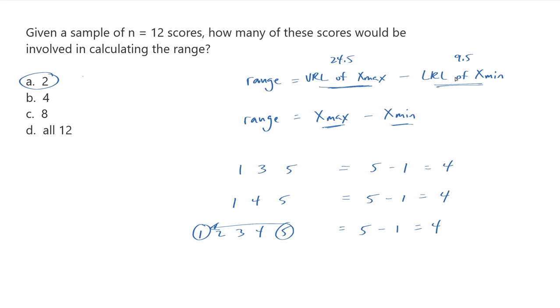Whether you're dealing with this version up here, which is looking at real limits of a number, you're still only looking at two values, or the actual values themselves from the distribution, the highest minus the lowest. You're only dealing with the outermost two values.